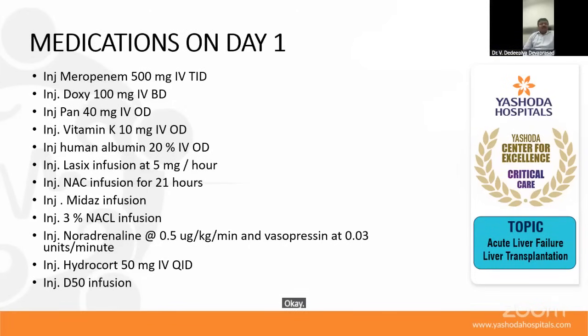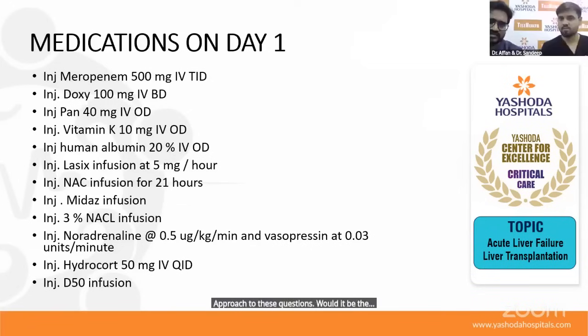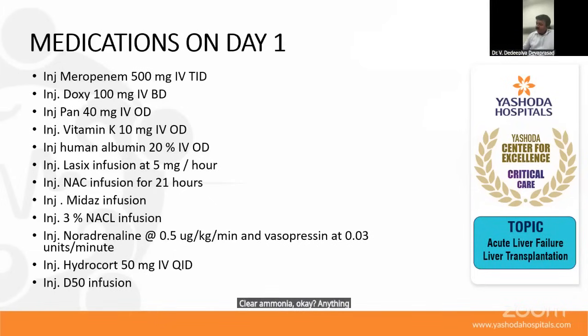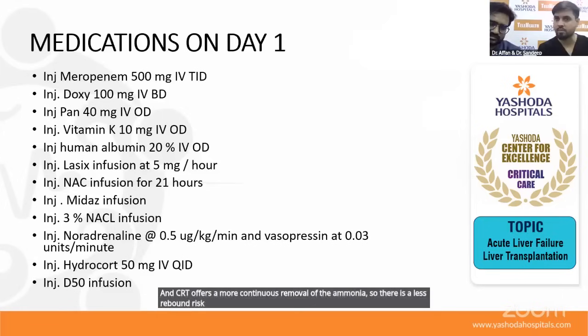Okay. In a patient with acute liver failure with hepatic encephalopathy that you're treating, if you have elevated creatinine and the urine output is low, what will be your modality of approach to these patients? Would it be CRRT? Earlier CRRT. Why CRRT? It will clear ammonia, sir. Clear ammonia. Okay. Anything else? Why not hemodialysis? There are rapid osmotic shifts in patients with hemodialysis when compared to CRRT, and CRRT offers a more continuous removal of ammonia. So there is less rebound risk for cerebral edema to happen when compared to a patient who is on hemodialysis.